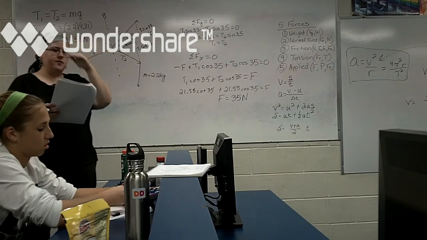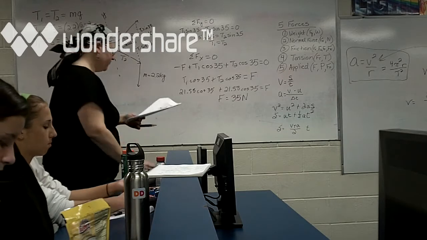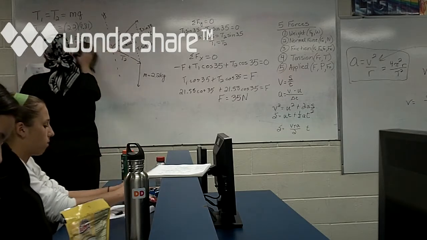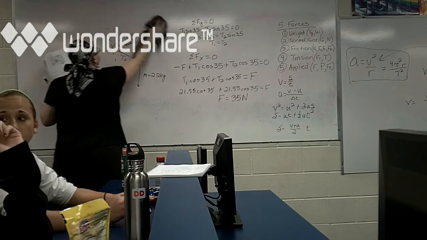Alright, I think we're on number 8, right? A 1.40 bottle of vintage wine is lying horizontally in a rack.